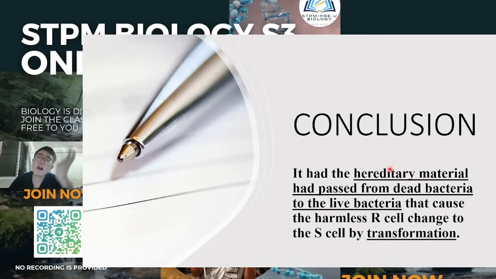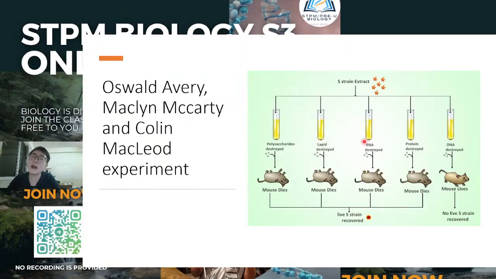So it only found that there was one hereditary material, but what material, he didn't know. At that time also he didn't know. So how to prove it? Another experiment, by another three scientists: Oswald Avery, Maclyn McCarty, and Colin MacLeod. These three scientists proved that DNA is the genetic material.